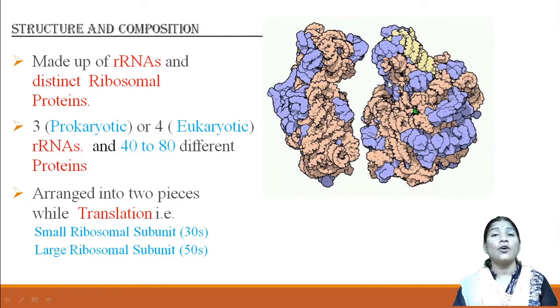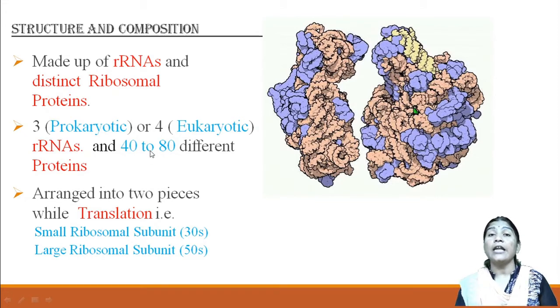When we learn the structure of ribosomes, these ribosomes are made up of rRNA, that is the ribosomal RNA, and some distinct proteins, which we call the ribosomal proteins. In prokaryotes there are 3 rRNAs, while in eukaryotes there are 4 ribosomal RNAs and 40 to 80 different proteins.